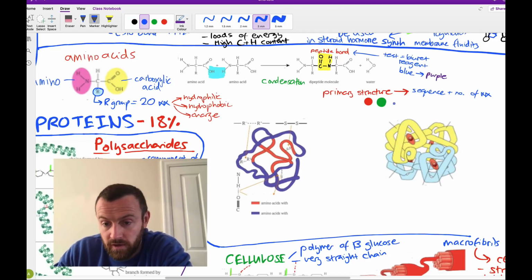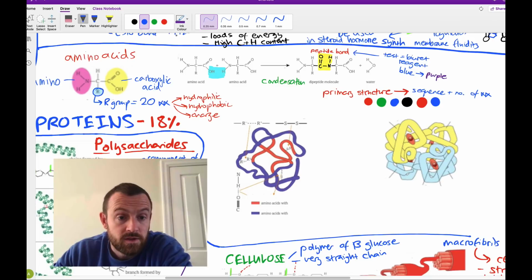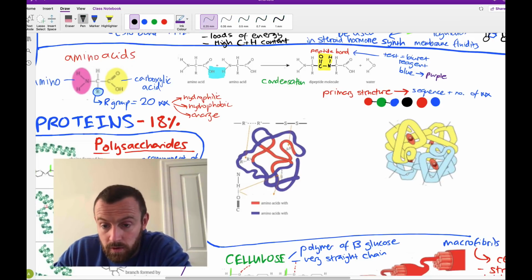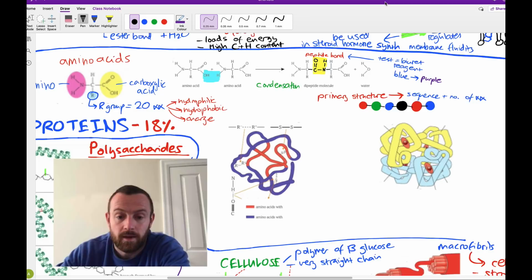And what I'm trying to show here is I just have some blobs. And these are my amino acids in a sequence, okay? Each color representing a different amino acid. So that would be a way to represent amino acids with the peptide bonds between them. So that is the primary structure of a protein.